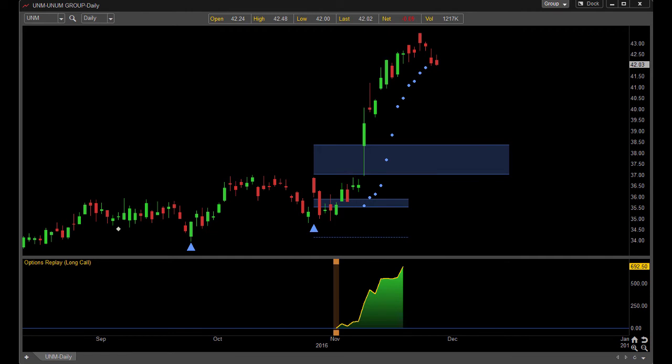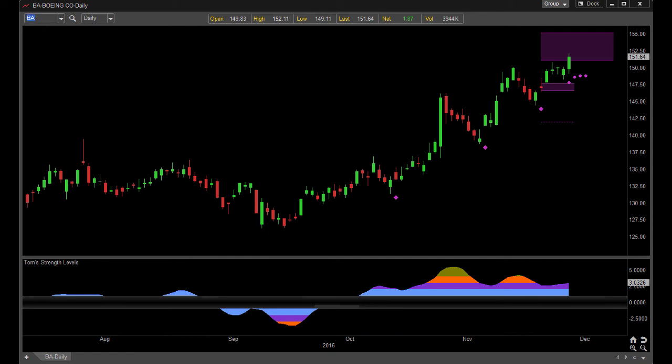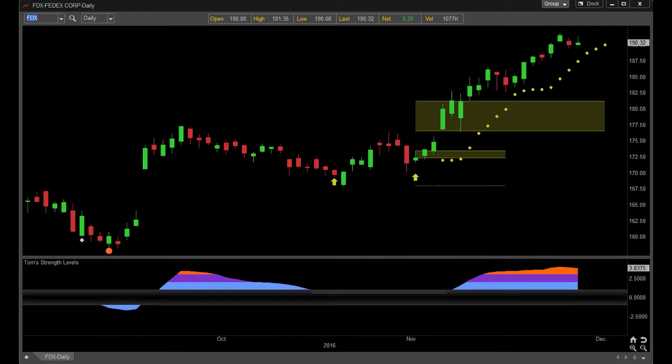Let's look at some more Elliott Wave turning point examples. Here is a Boeing daily chart. Multiple pivot lows were identified with confirming strength levels. Here is Federal Express.